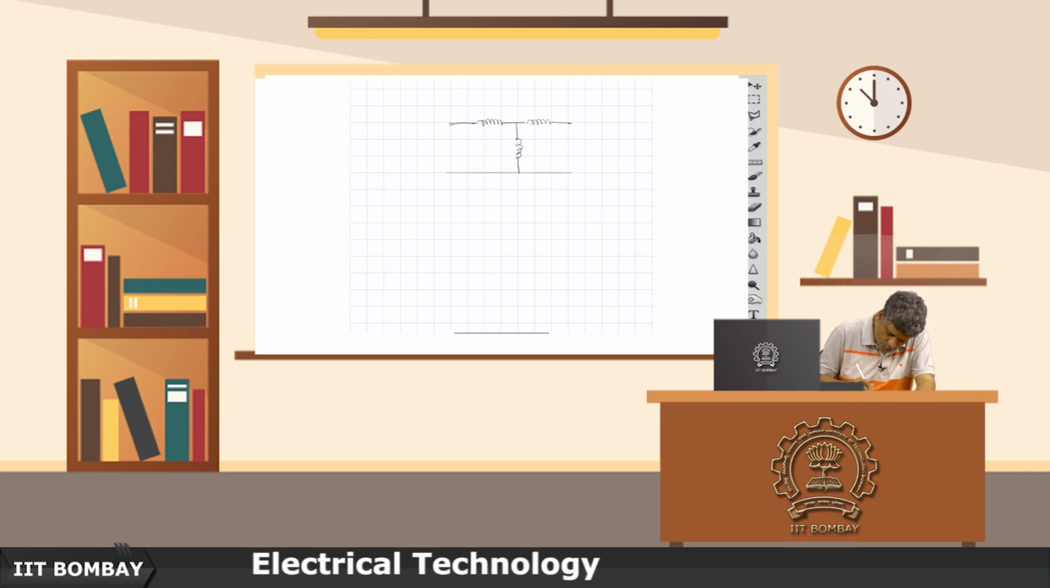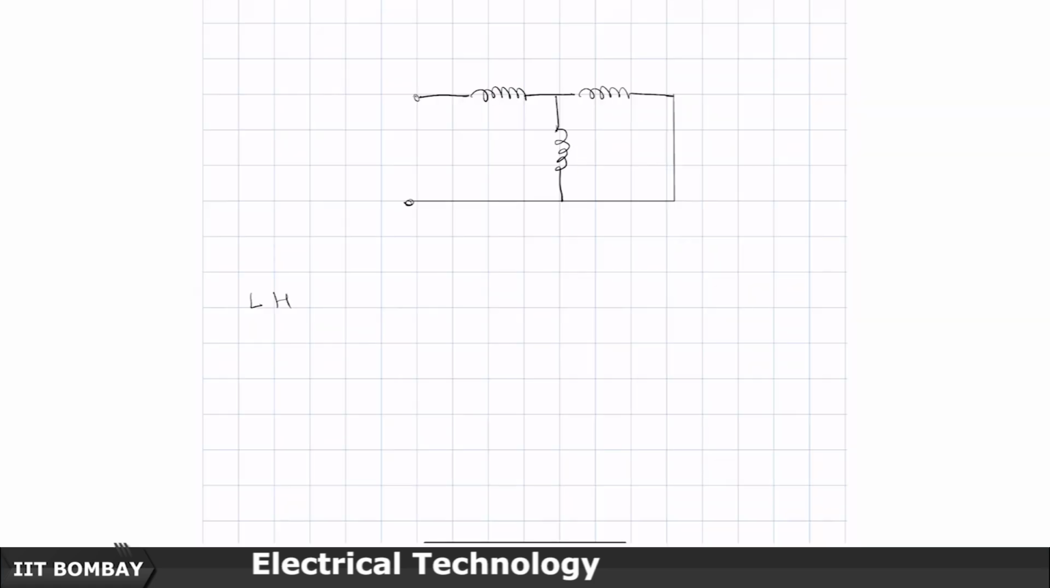And now what I want to do is, I have each of them has an inductance of, let us say, L henries. Let us keep it general. So, each of these 3 inductances is of L henries each, and each of the mutual inductances is M henries.